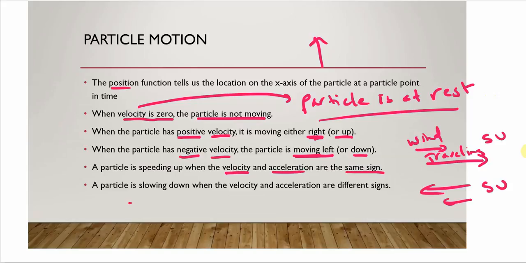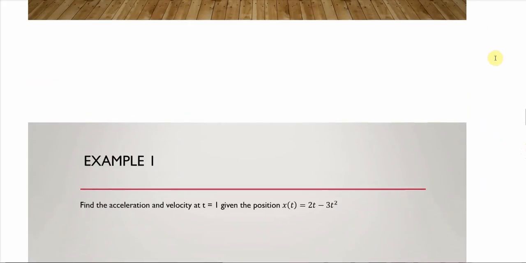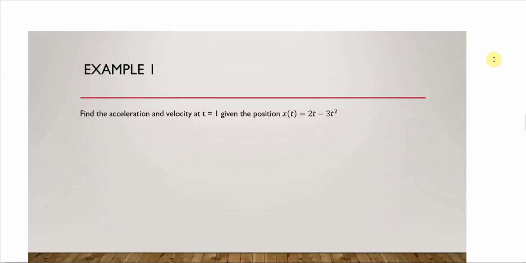Now, if I'm going to the right, but the wind is blowing to the left, it's actually going to slow me down. Or if I'm traveling to the left, but the wind's going to the right. If you've ever run against the wind, and the wind is going opposite you, it's going to slow you down. All right. So if the velocity and acceleration are different signs, it's said to be slowing down. Okay. So what we're going to do now is some examples of motion.